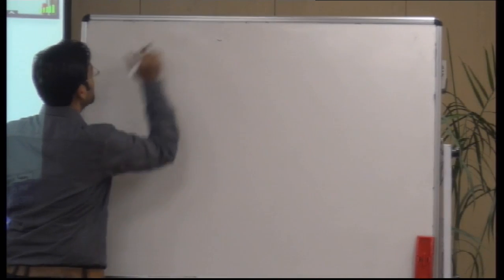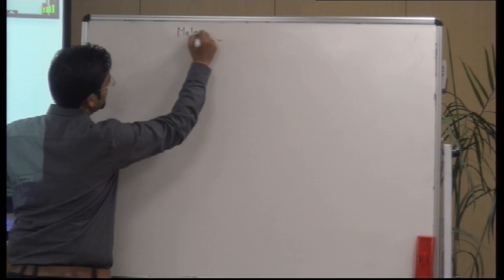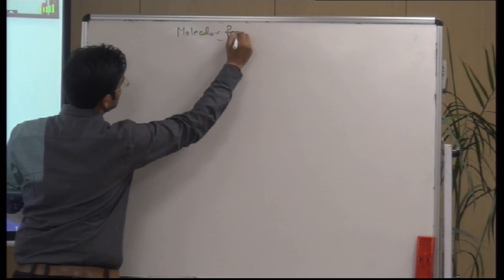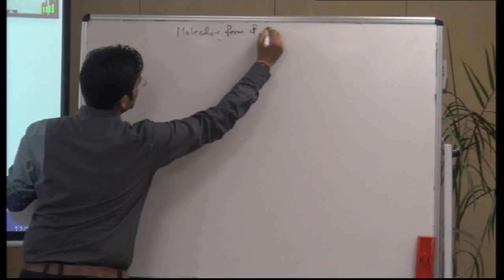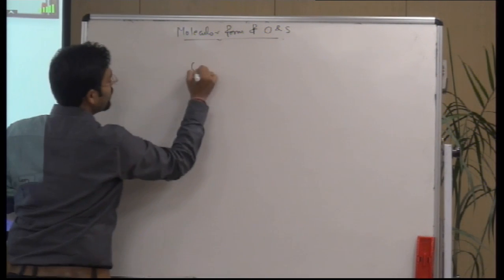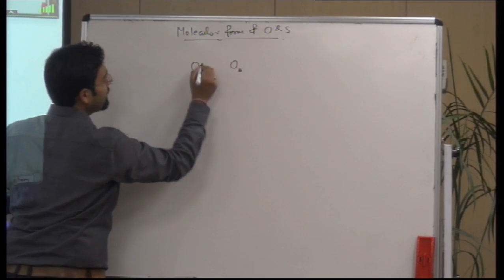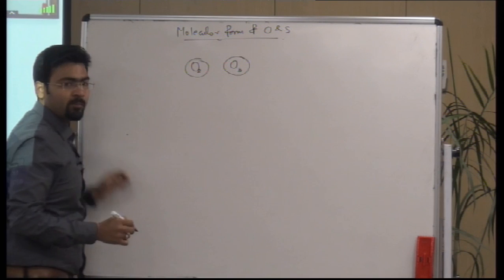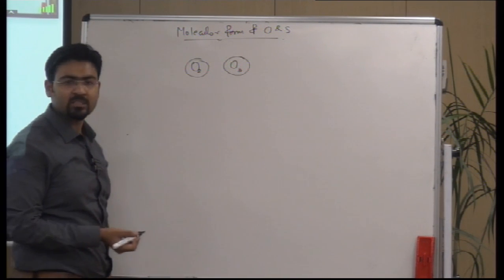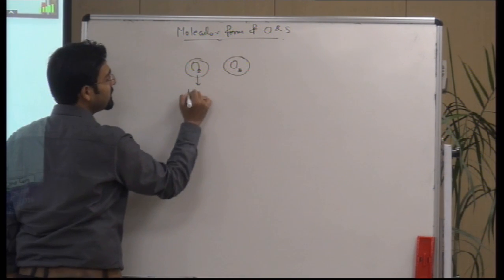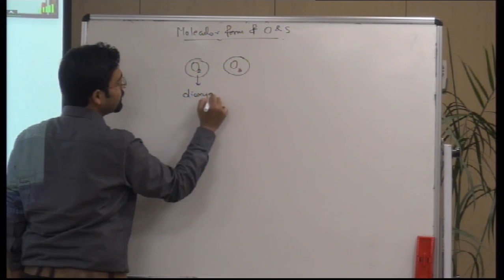Now, the next is the molecular form of oxygen and sulfur. So oxygen exists in diatomic and triatomic molecular forms. Both of them are gaseous at room temperature. This is called dioxygen and this is called ozone.